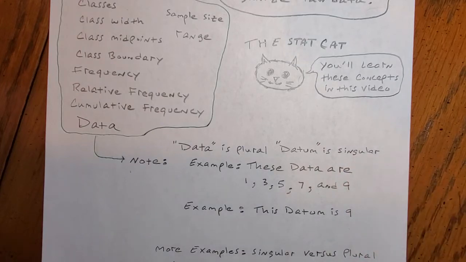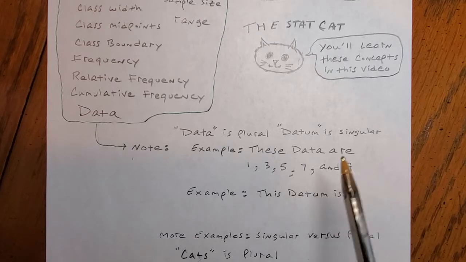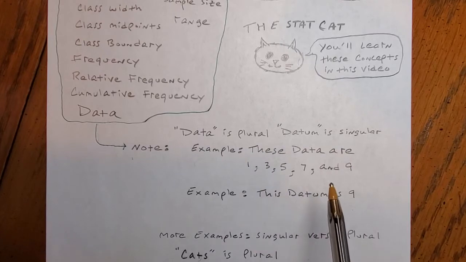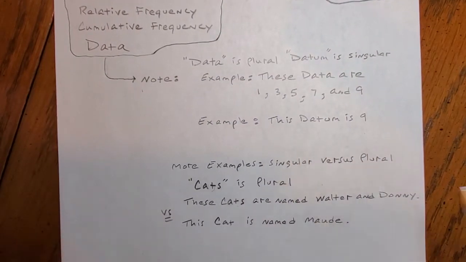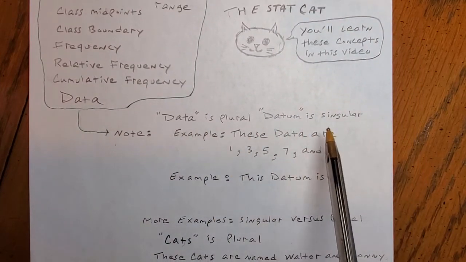All right. So, for example, we might say these data are 1, 3, 5, 7, and 9. Okay, that's the plural use versus saying this datum is 9. Now I don't really want to explain the difference between plural and singular besides showing you these examples, but maybe how about one more with a word that we're more familiar with. So, cats is plural and cat is singular. So we might say these cats are named Walter and Donnie, but we would say this cat is named Maud, okay, for example. So data is plural, datum is singular, all right?